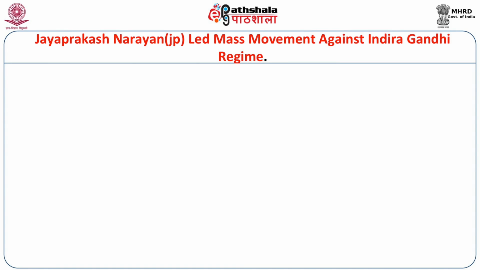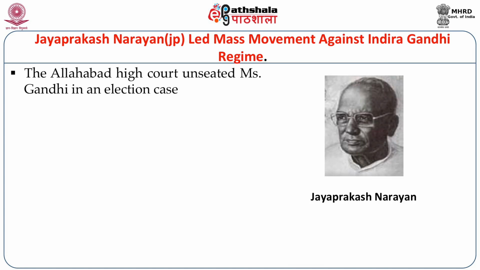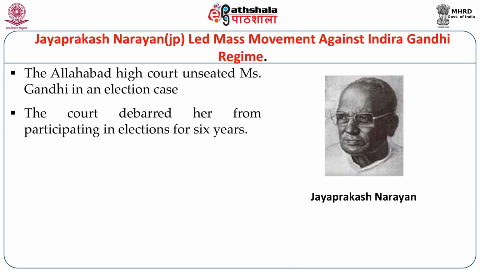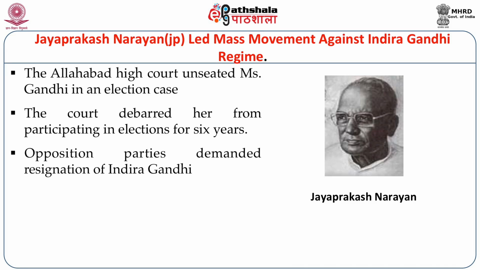Jayaprakash Narayan, popularly known as JP, led a mass movement against the Indira Gandhi regime. All opposition parties supported him. Indira Gandhi's position was further undermined when the Allahabad High Court unseated her in an election case. The court debarred her from participating in elections for 6 years. The opposition parties demanded the resignation of Indira Gandhi.